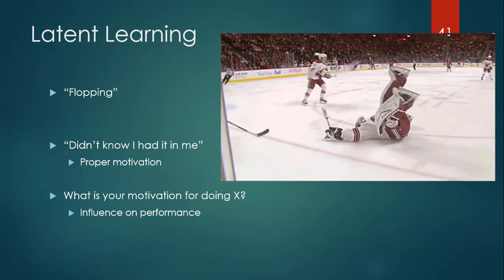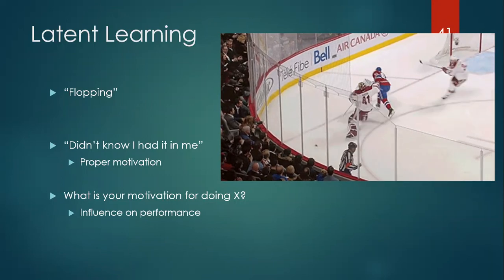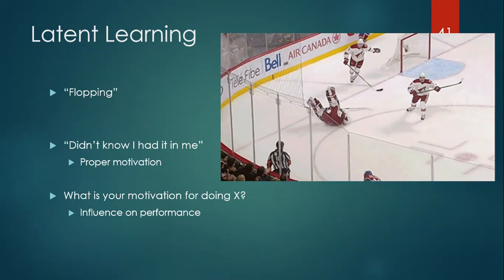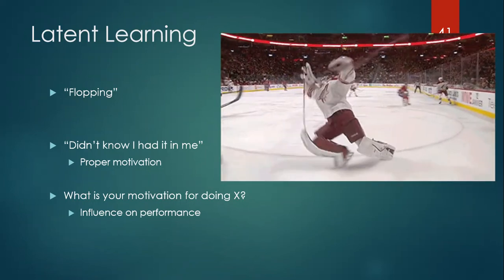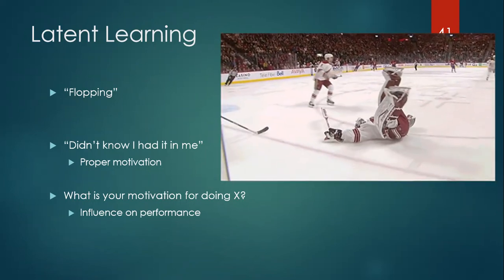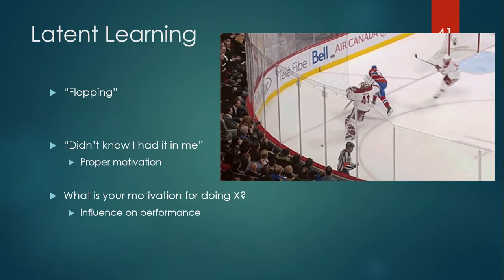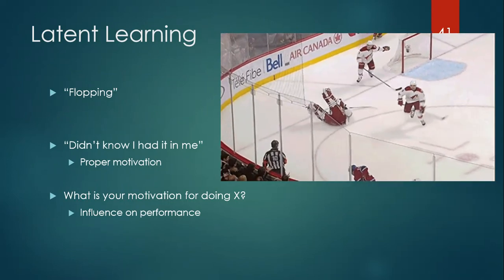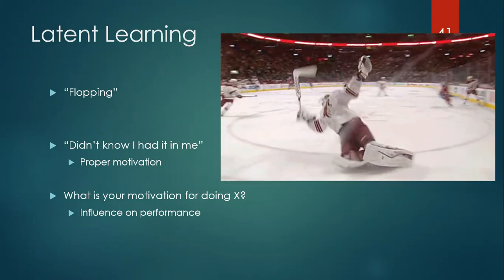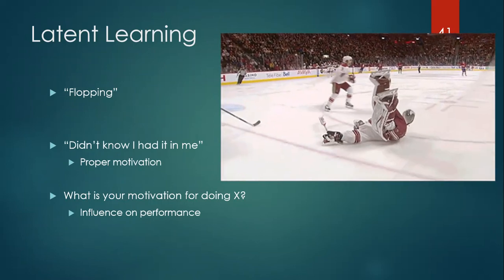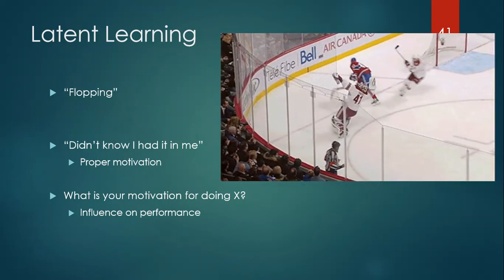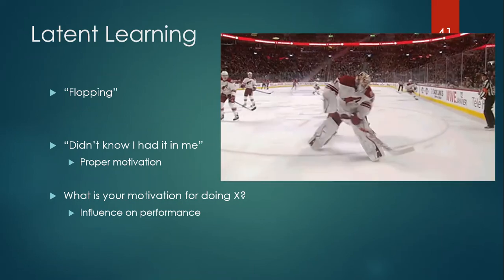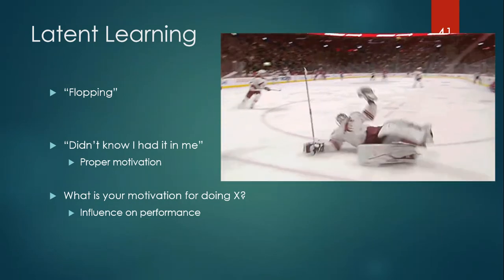A great example of latent learning in real life is what we might call flopping. Flopping is something that occurs in sports when a player pretends to be injured. They're flopping on the ground like, oh my gosh, I'm grievously injured here, when in reality, they're just trying to exaggerate what really happened. This happens in soccer a lot, not to disparage that sport by any means, but it's definitely something that's almost like a strategy at this point in the game.